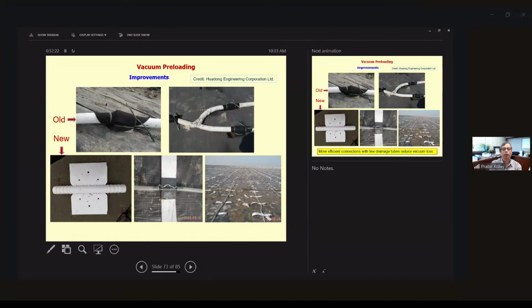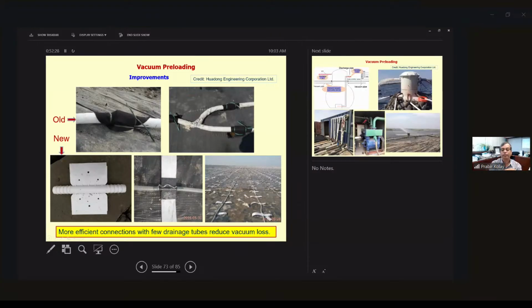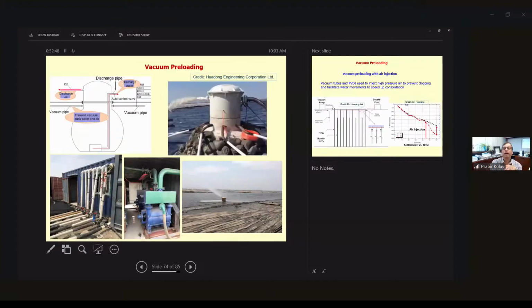So this is the old one. Earlier they used the older system. Now there is a newer system like this, more efficient in connecting the drains and tubes. It is not easy. It's a very simple process, but a huge area, and then installing the PVD, connecting it, and applying vacuum pressure is a bit challenging because the soil is so soft. Then the vacuum preloading, as I mentioned, this is how it looks.